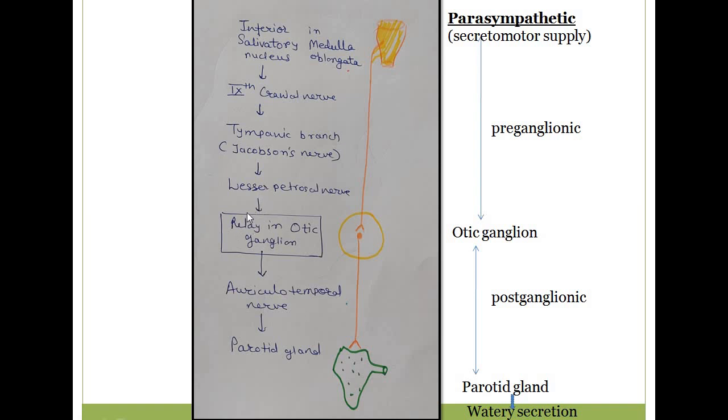Relay means these fibers form a synapse with the nerve cell bodies present in the otic ganglion. A ganglion is a collection of nerve cell bodies outside the central nervous system. So the preganglionic fiber will relay here, and the postganglionic fiber will start from this otic ganglion, travel along with the auriculotemporal nerve and supply the parotid gland. Stimulation of this pathway results in watery, that is serous, secretion of saliva.